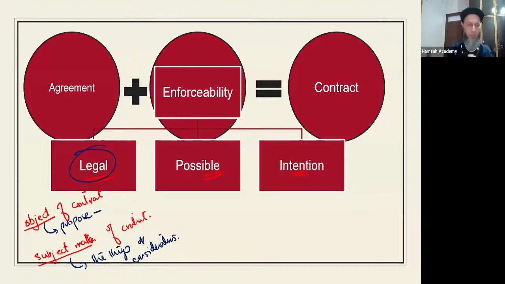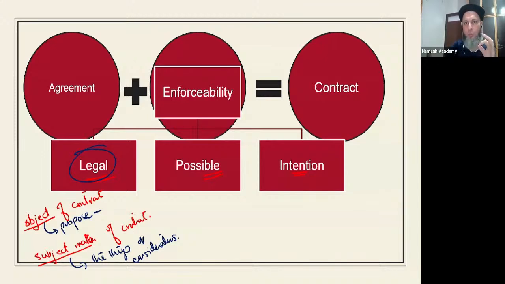Another example, for example, drugs. There are certain kinds of drugs which are only permitted for medical purposes. So if I represent a pharmaceutical company and I go to a seller and I want to buy a certain drug that is for pharmaceutical purposes, the object is legal, and that particular good is legal. Both are legal, valid contract.